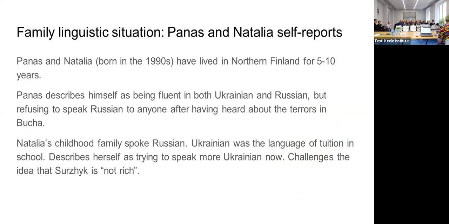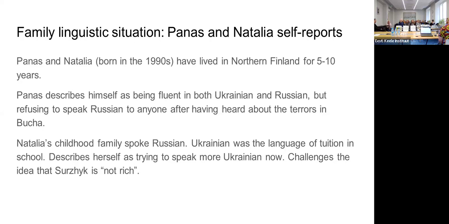So as our perspective is microanalytic, we selected a single family of four adult members. And for this presentation, we will focus on two of them, Panas and Natalia, who have lived in Finland for many years. To see how they talk about their language use, we have conducted language sociological interviews. The participants were interviewed at home, and the interviews were based on questions concerning their linguistic life stories, language attitudes, and experiences of language usage situations.